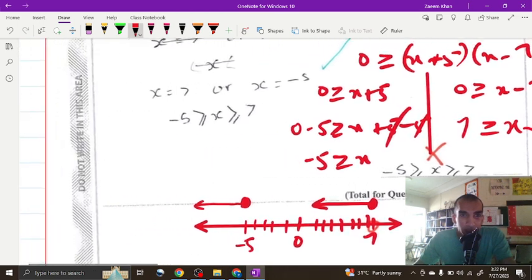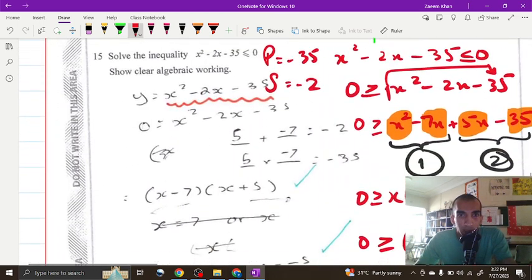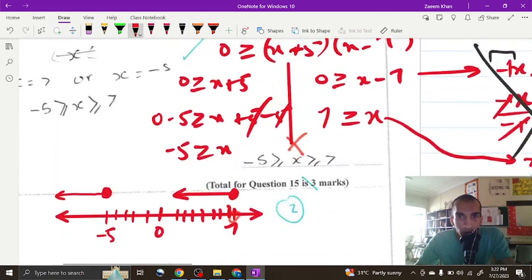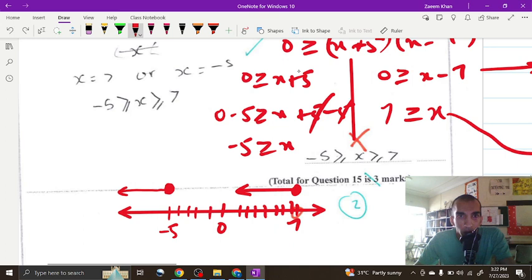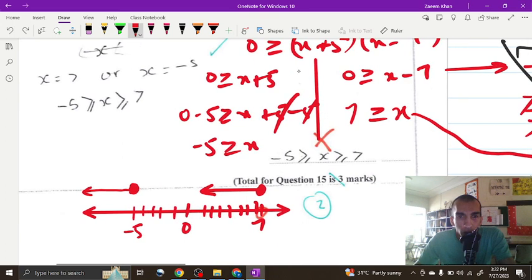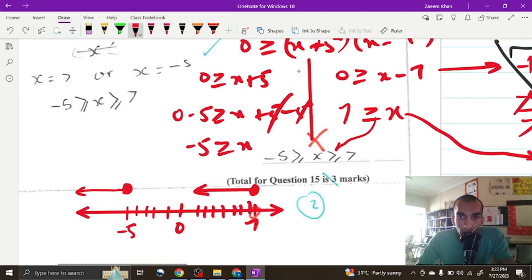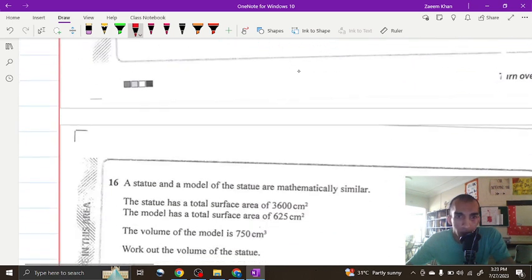Okay then. Now show your algebraic working. You've done your algebraic working. Probably you went wrong over here. What happened? Our answer is x is less than or equal to 7. Your answer is x is greater than or equal to negative 5. You just went wrong over here. Your sign is facing x, mine is facing the 7. You would have scored full marks otherwise. You did a good job over here.